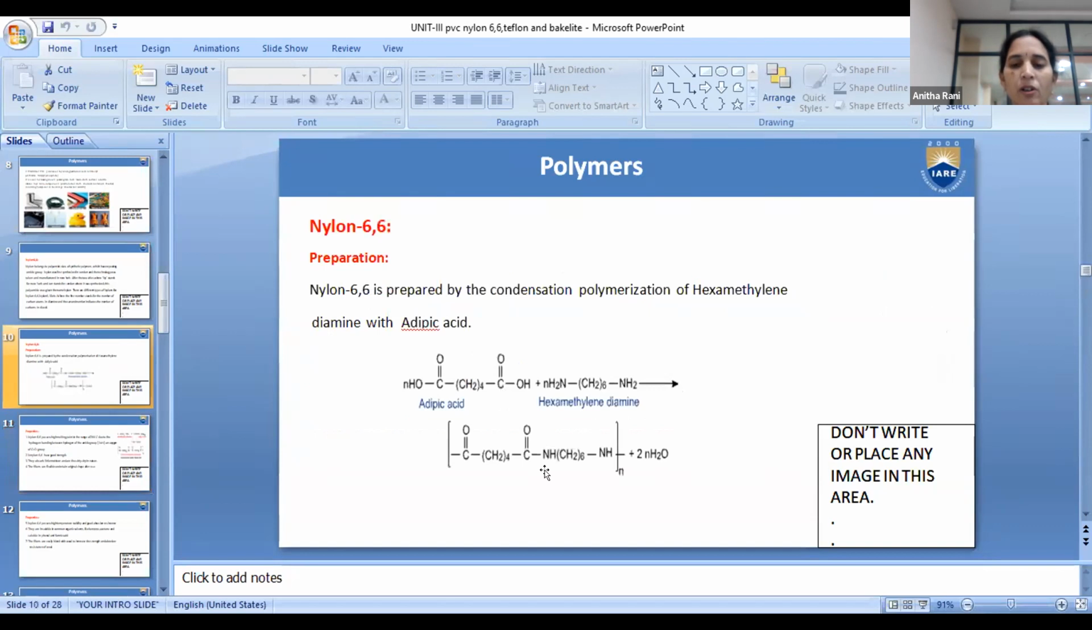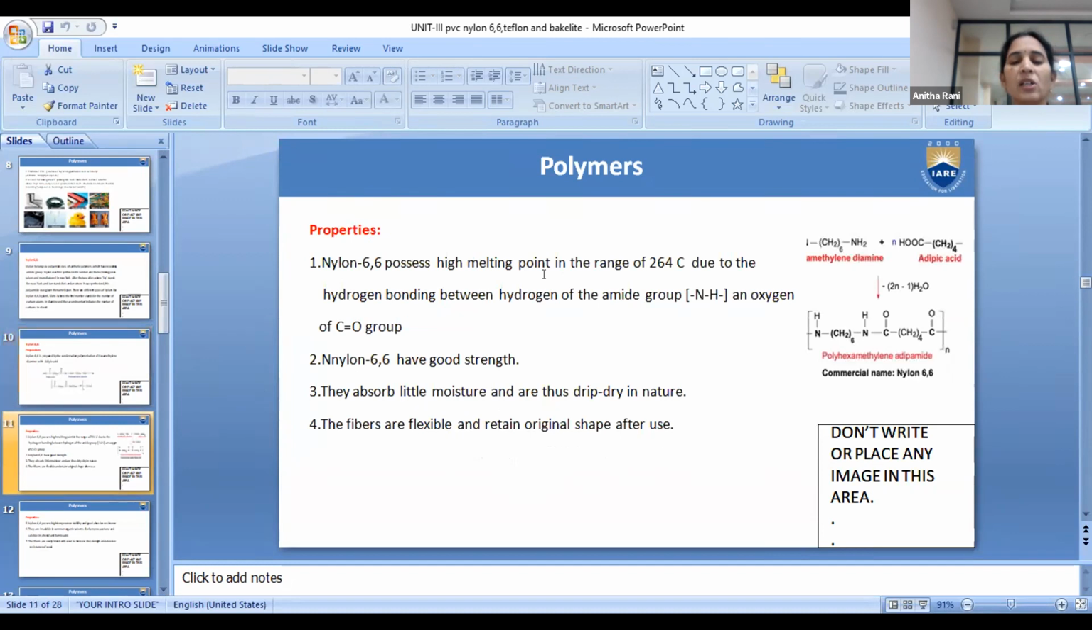You know, an amide bond will be there in nylon 6,6. So there is hydrogen bonding between the hydrogen of the amide group and the oxygen of the carbonyl group. So here the melting point will be high, that is 264 degrees centigrade. This is the first property you write: nylon 6,6 possesses a high melting point in the range of 264 degrees centigrade.